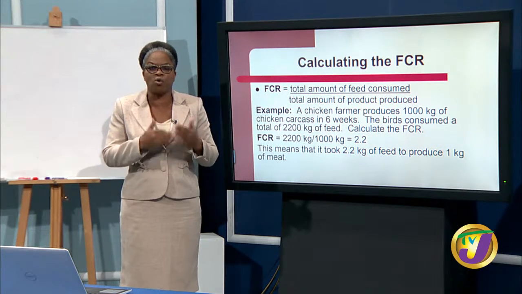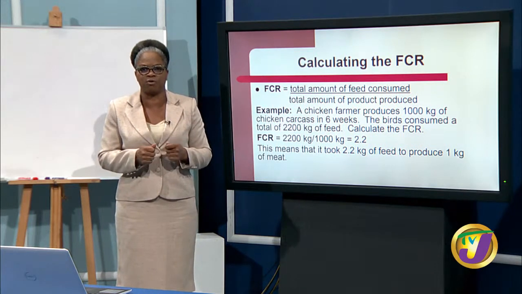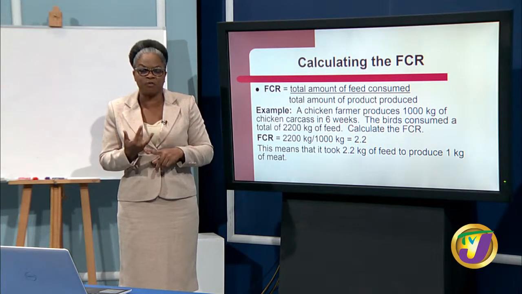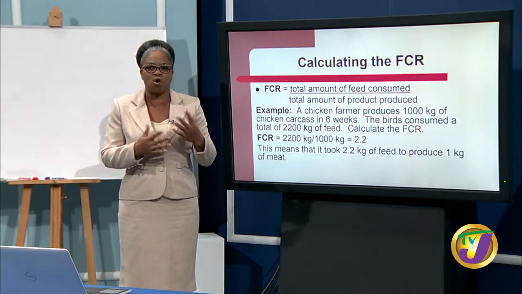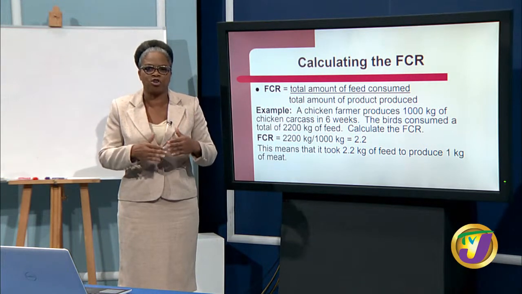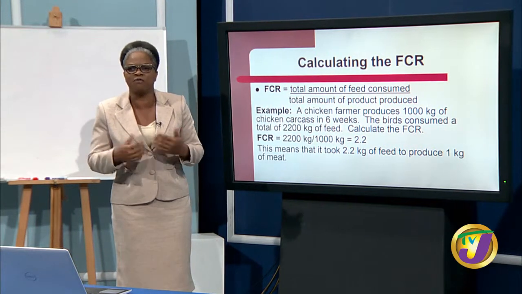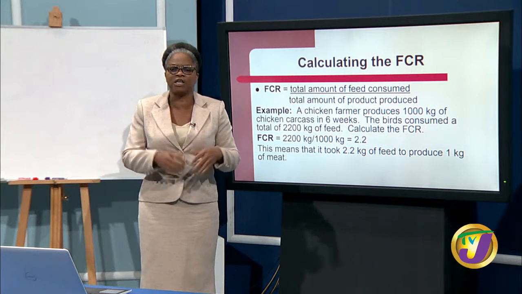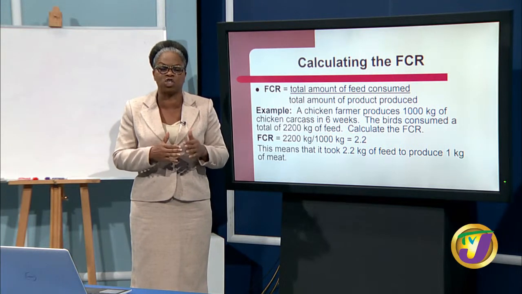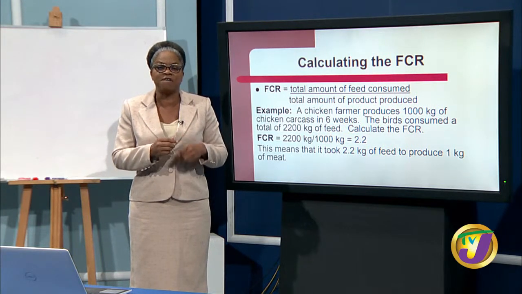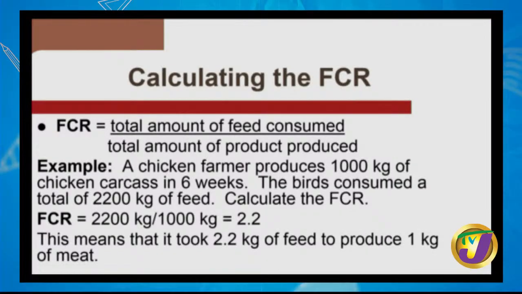Now, when we're going to calculate the feed conversion ratio, you need to know the amount of feed that you're going to feed the animals, and you're also going to need to know your dressed carcass weight at the end of raising your broilers. So the formula states that FCR is the total amount of feed consumed by the animals divided by the total amount of product produced at the end of slaughtering, or we could refer to that as the dressed carcass. Let us look at this example, students.